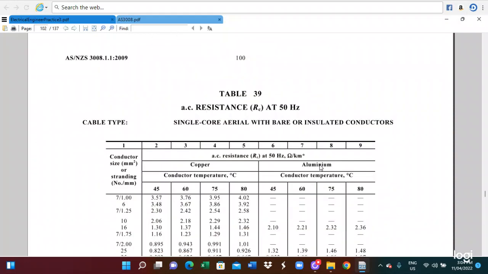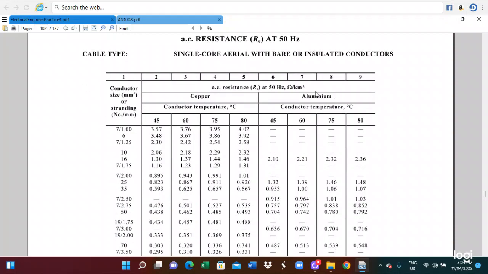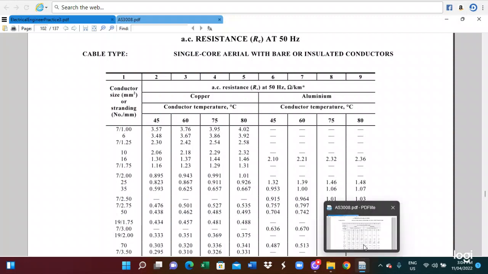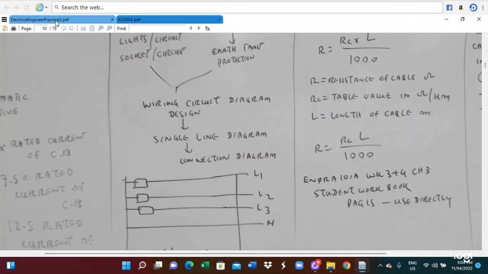And also Table 39, for single core unsheathed or insulated conductor, depending on copper or aluminum as the material, we calculate the cable impedance. So this is how we calculate the cable impedance.